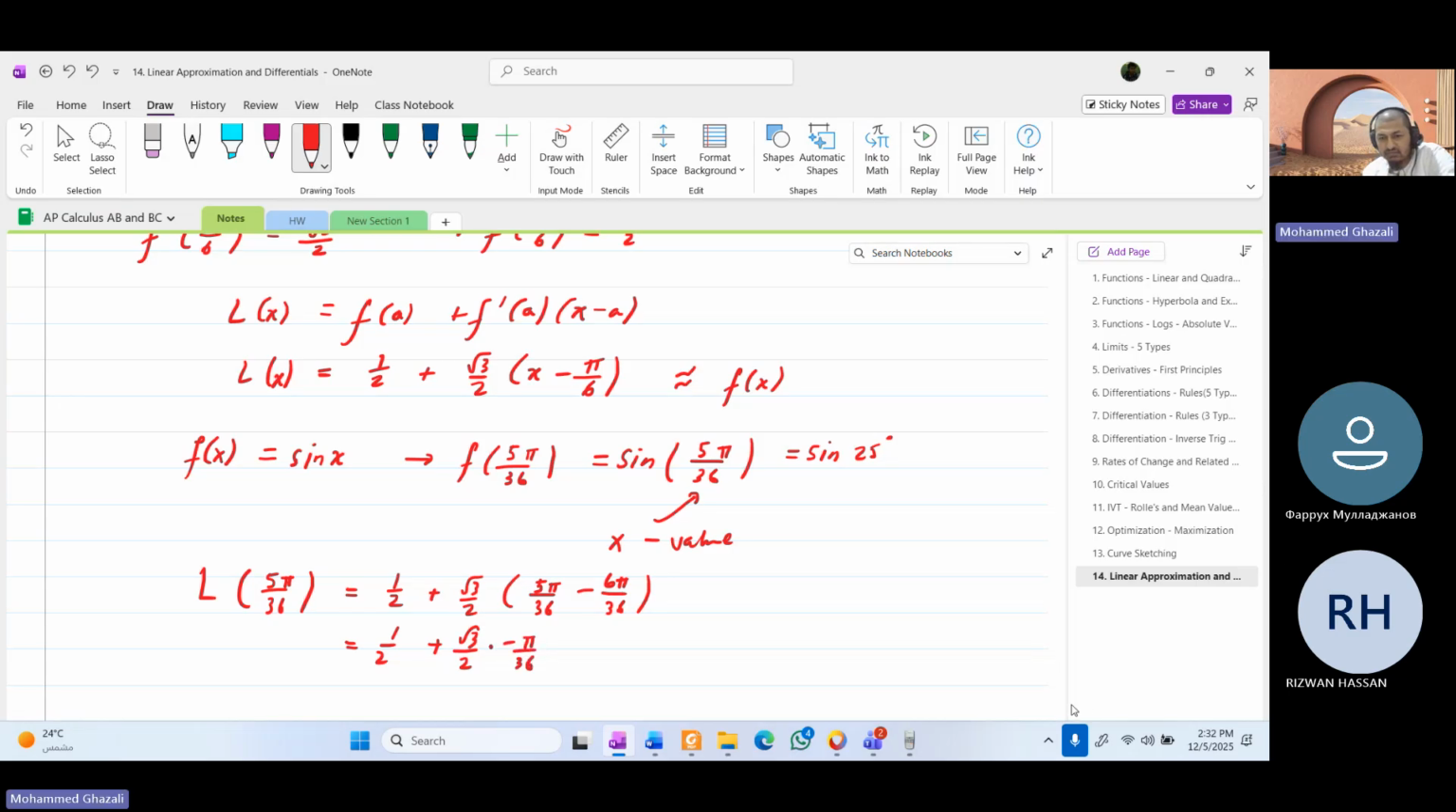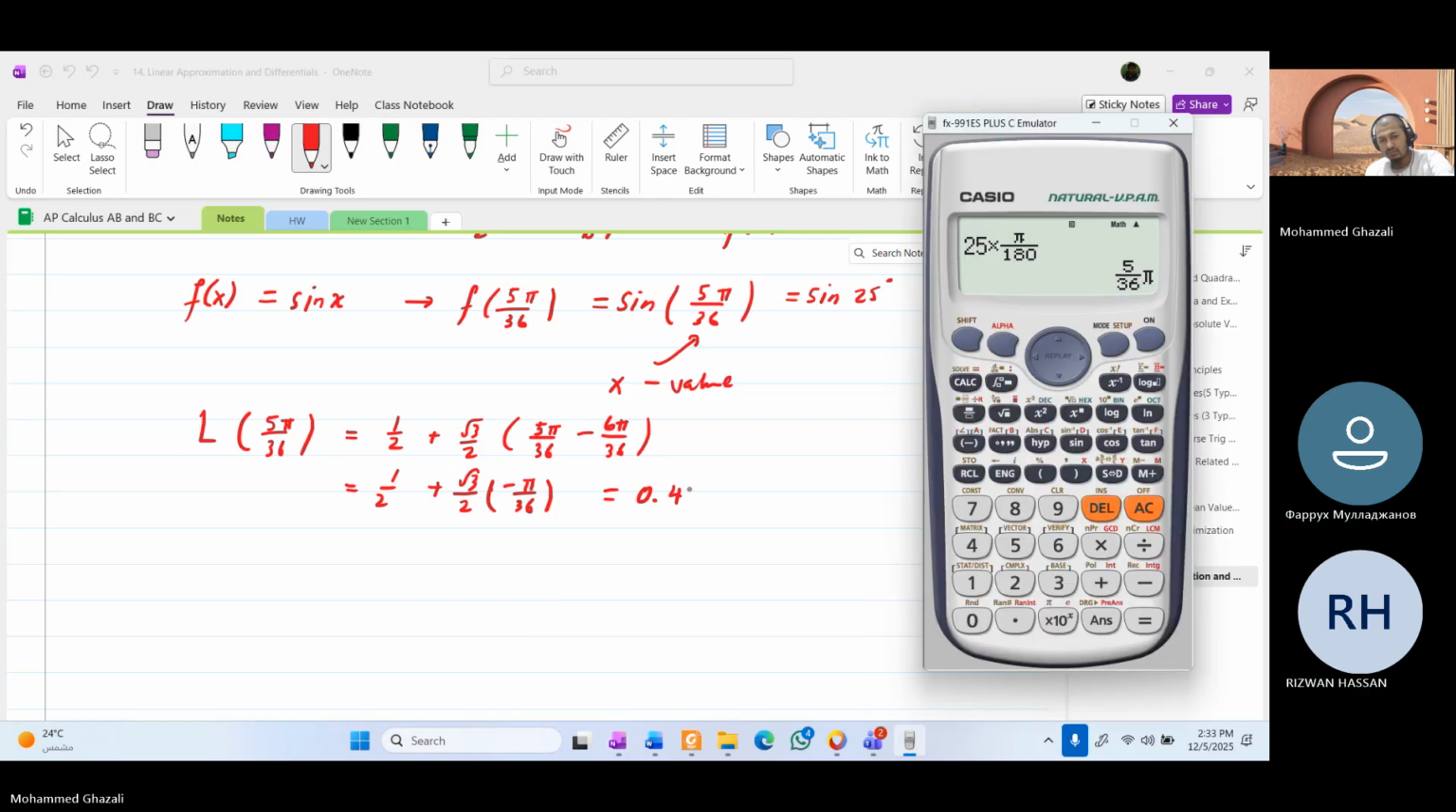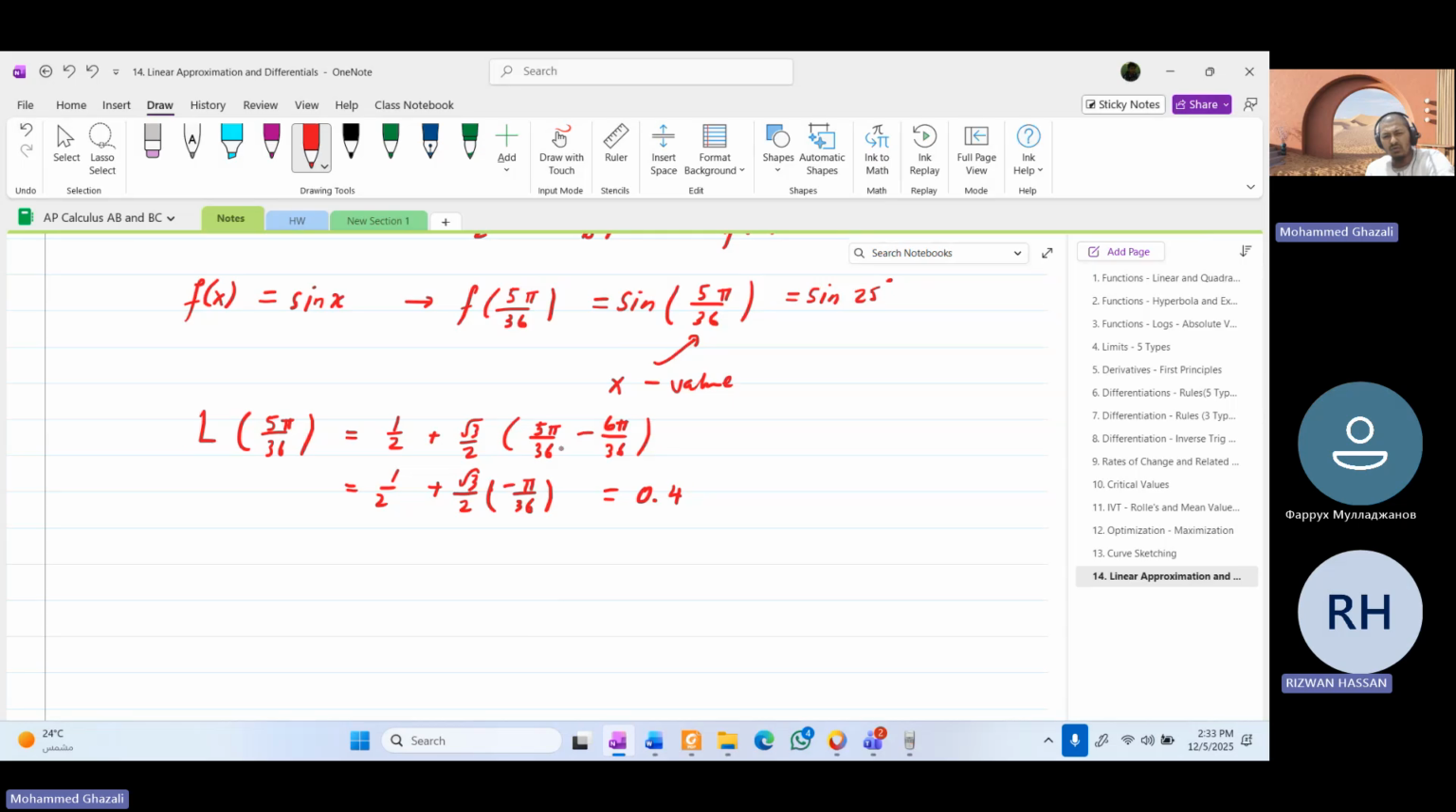Now we're getting something ugly here, so just do it on the calculator. Multiply it out. I think it's very close to 0.5. Half plus root 3 over 2 times pi over 36, negative. This is 0.424, I think. You can check. Okay, 0.424, that's fine.